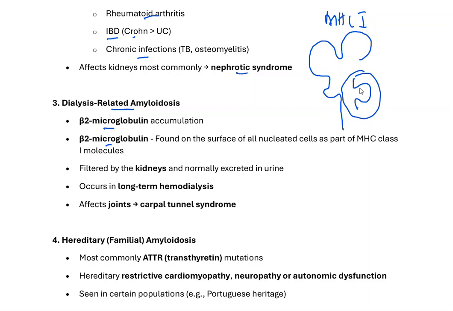So part of their shape is this beta-2 microglobulin. And ideally, the kidney normally helps us to clear this beta-2 out of our body. But if somebody has end-stage renal disease and they are on dialysis, they might not be able to clear this beta-2 microglobulin very well from their system. And this is going to accumulate, become misfolded, and this is going to lead to what we call dialysis-related amyloidosis. And this could accumulate in the joints and it can lead to carpal tunnel syndrome because of the compression of the median nerve in those patients.